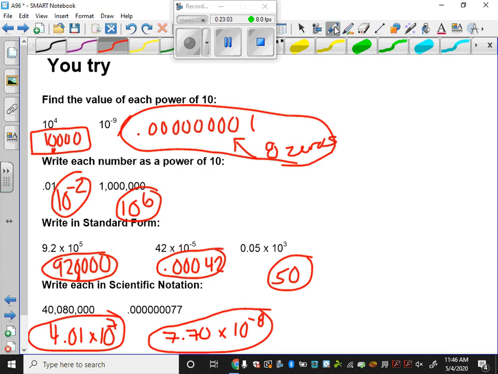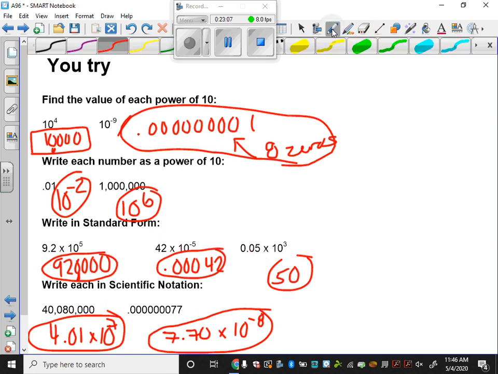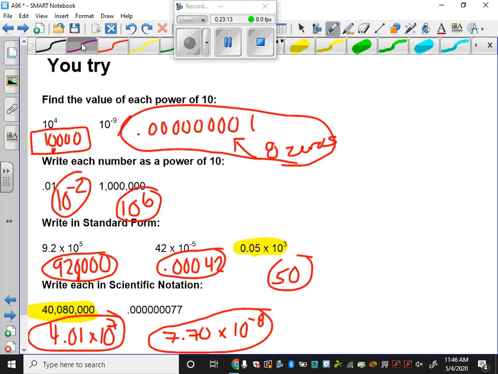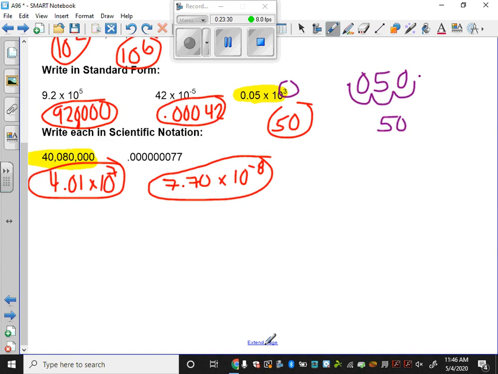So I think the most common mistakes I would see would be maybe in this, oh, not what I wanted, would be in this problem and this problem here. So remember, this exponent is telling you how many times to move the decimal. So it's saying move it 1, 2, 3 times. And if I move that 3 times, I end up with the number 50.